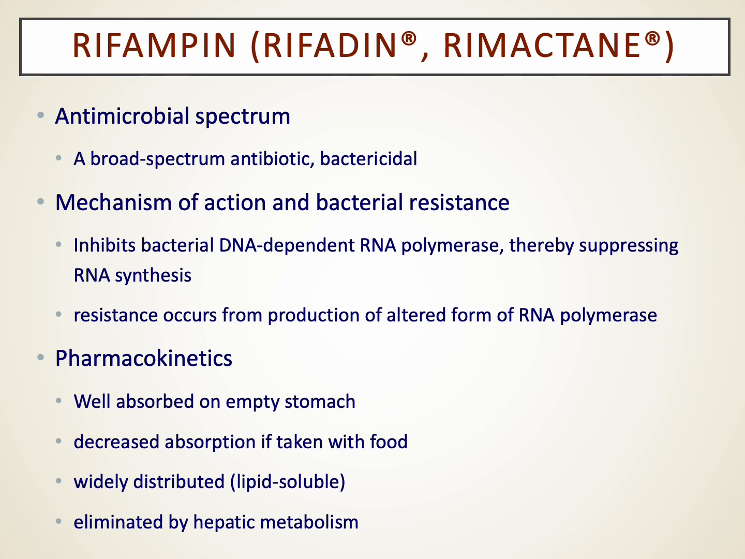Its kinetics, it's well absorbed in the stomach. The one thing you'll see, it's very distributed widely to tissue. It's eliminated by hepatic metabolism. Its metabolite turns bright orange. It will cause secretions, particularly urine, to look orange, tears to look orange.